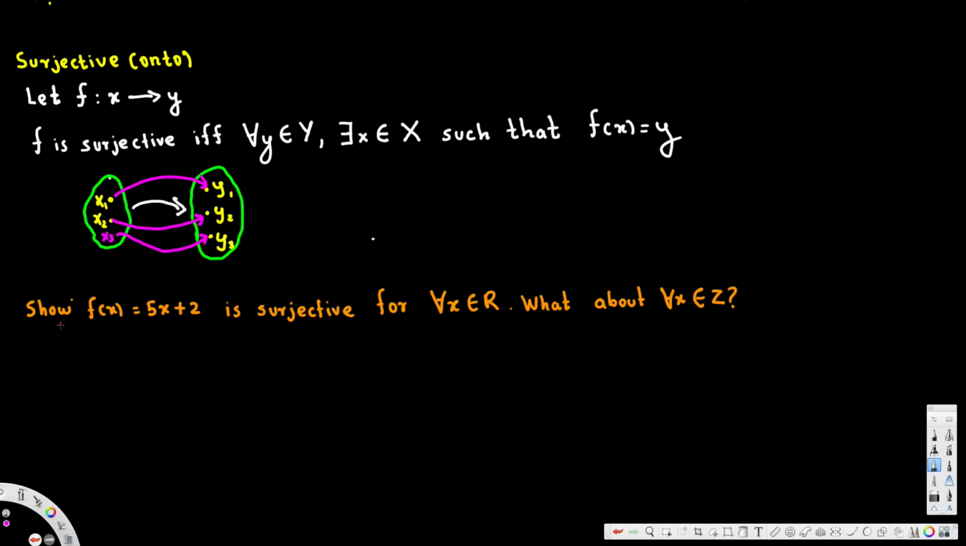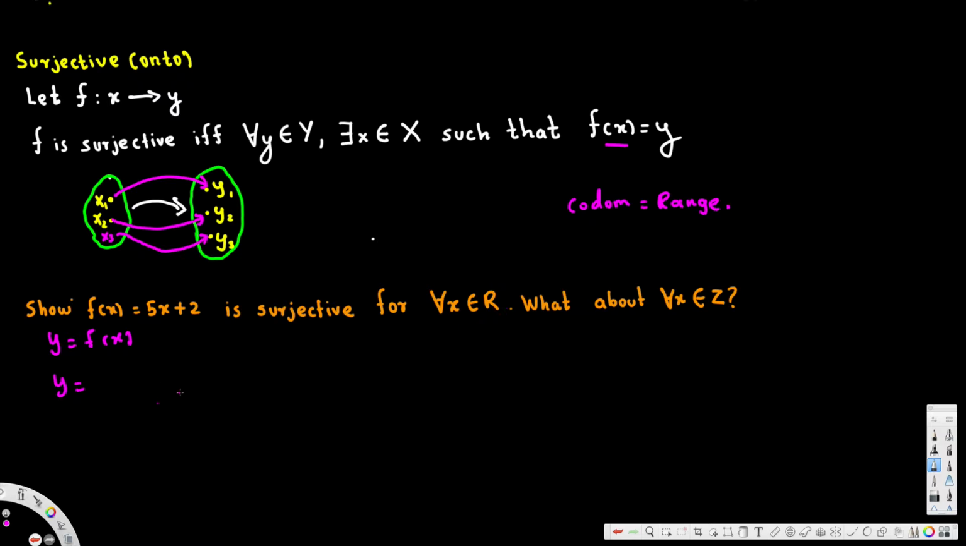Now let's look at this one. This question is asking us, is f of x equal to 5x plus 2 surjective for all x belongs to real number? What about for all x belongs to integer? Okay, let's see what happens. First of all, we are going to see for all x belongs to real number. So let's say y is equal to f of x. Also here we have to remember that codomain is going to be the range.